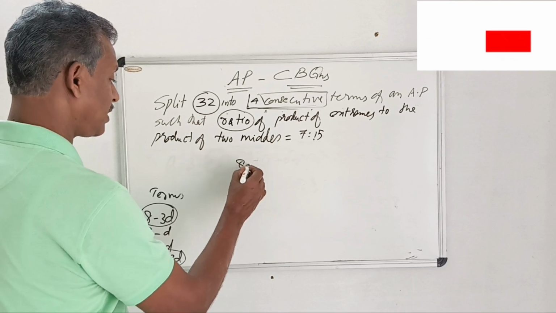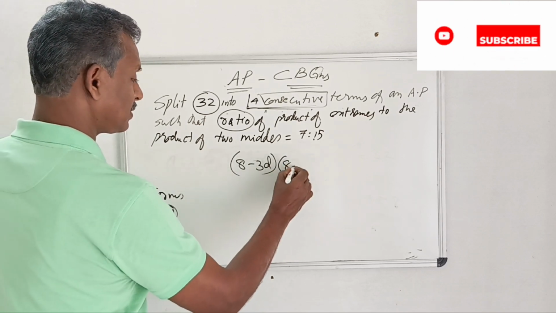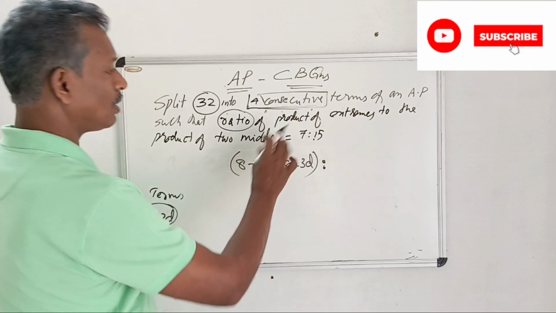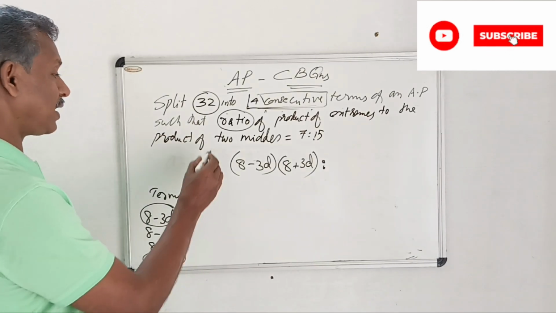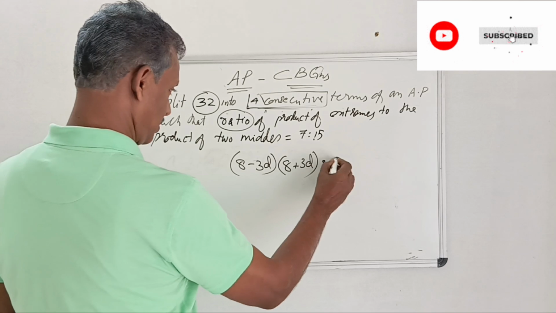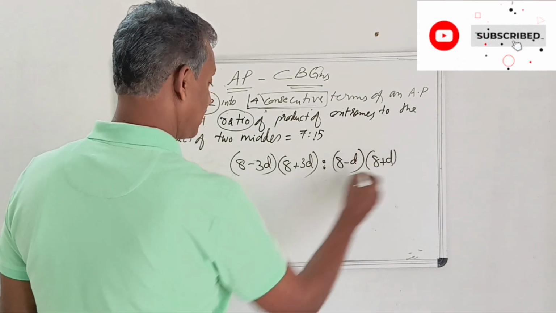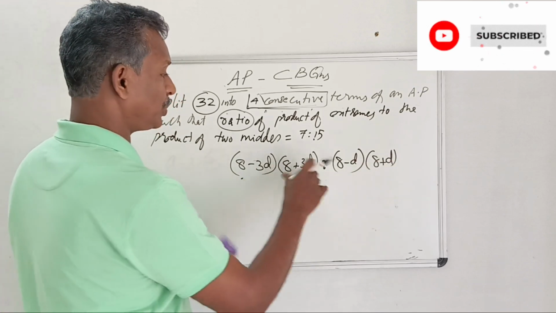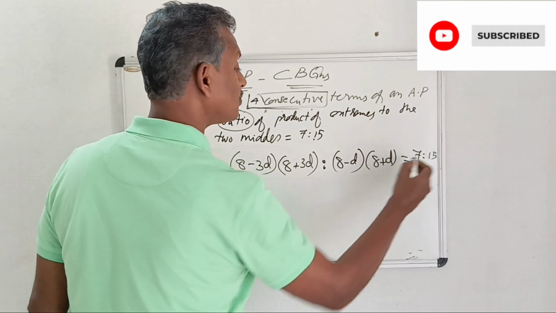That means 8 minus 3D multiplied by 8 plus 3D. That is the meaning of product. The ratio: the first and last, we found their product, and then the product of the two middles. These are the two middles. You have to take their product, 8 minus D into 8 plus D. This is the first product and this is the second product. These two products' ratio is equal to 7:15.